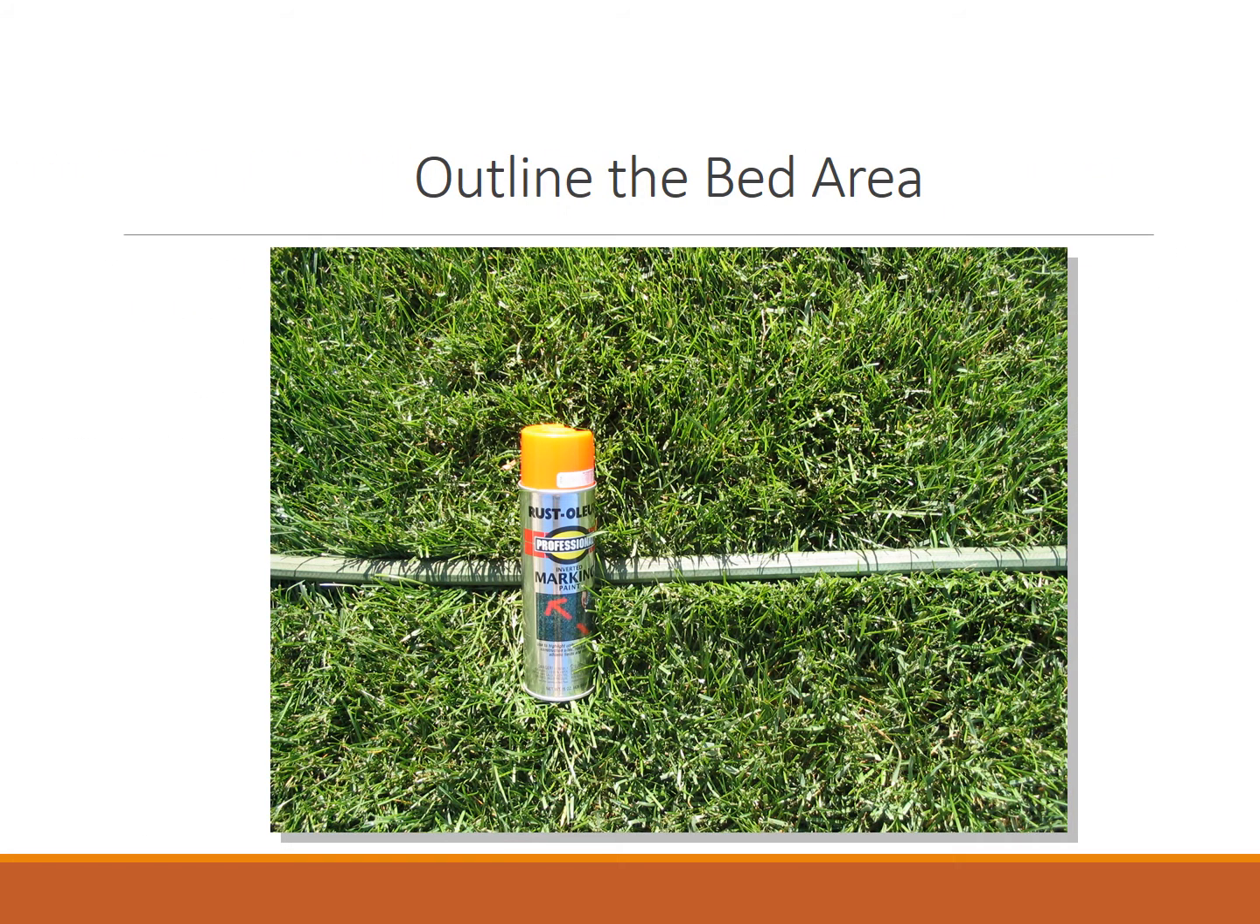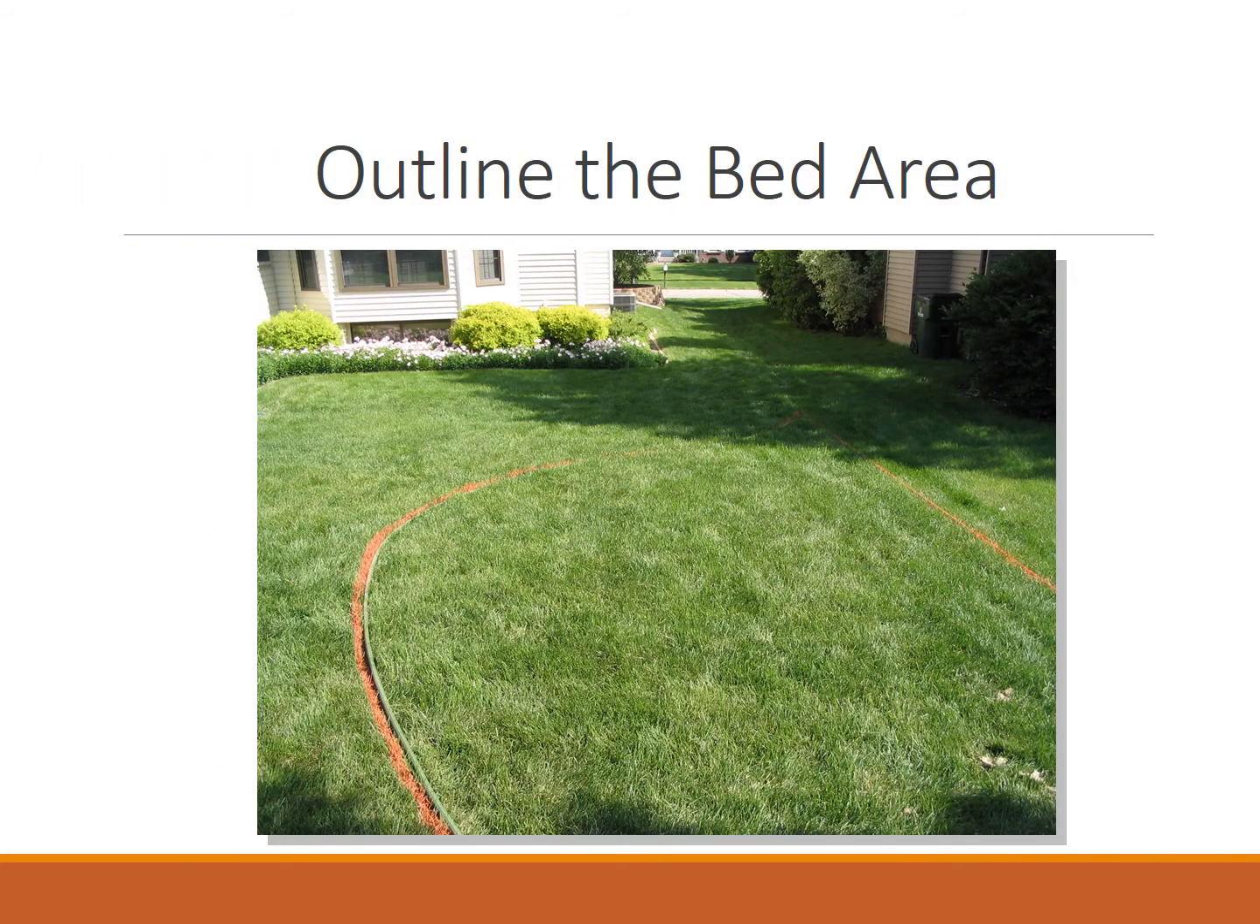Alright, so this is a can of marking paint that we would use to delineate the outline of the bed. Okay, and in this picture you can see that the bed outline has been established on the ground and that it has been marked with a can of orange marking paint.